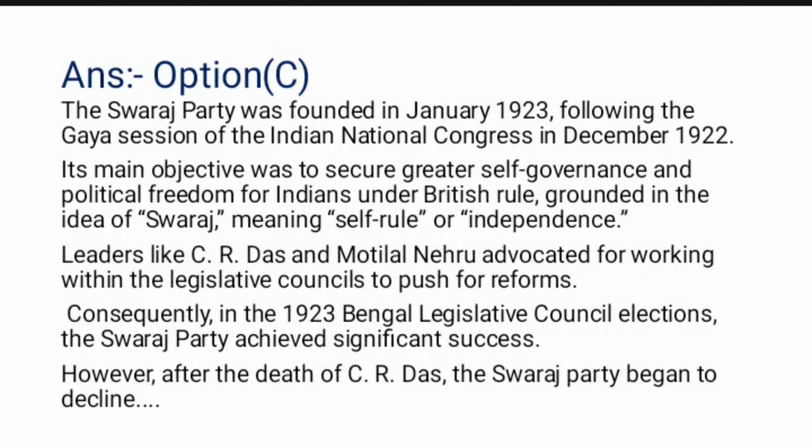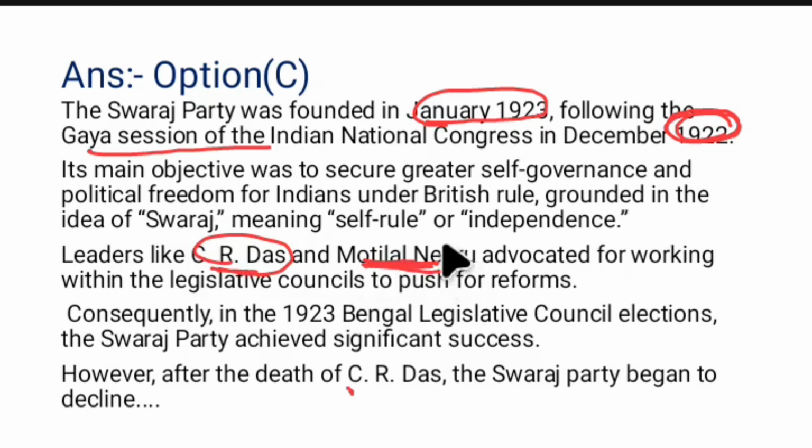If you see the explanation, the Swaraj Party was founded in January 1923, after the Gaya session of INC in the year 1922. Leaders like C.R. Das and Motilal Nehru founded this party, where C.R. Das was the founder and Motilal Nehru acted as secretary. So what is the main objective of this party?